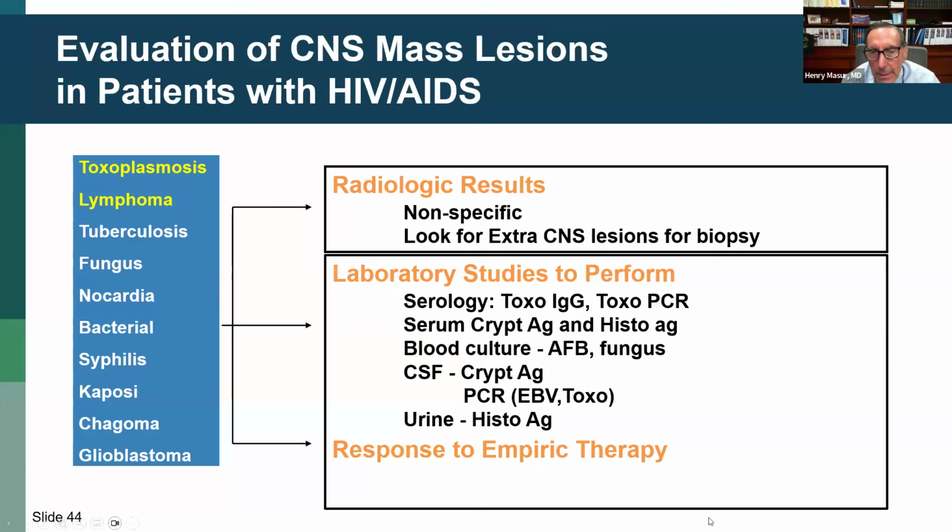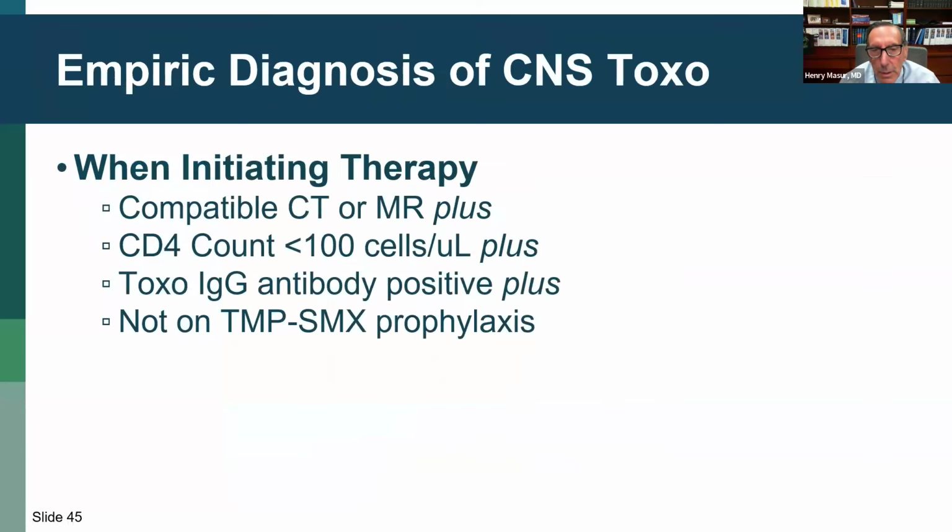There are lots of serologic tests that are helpful. The serum IgG for toxo, PCR we'll get to in a minute. Cryptococcal antigen, in case this is a big fungal agent, a urine histo. But what we often look for in somebody who has the right setting is we look to empiric therapy.